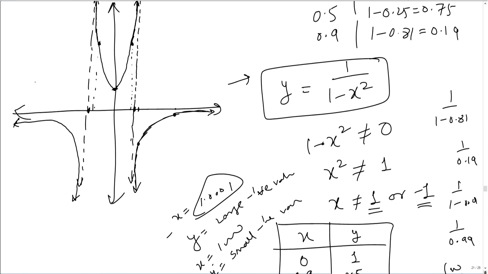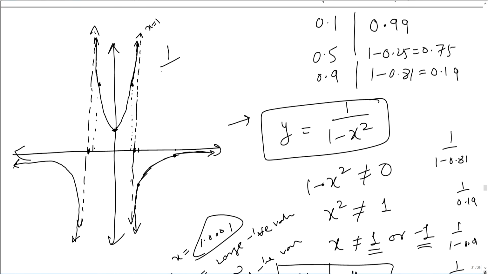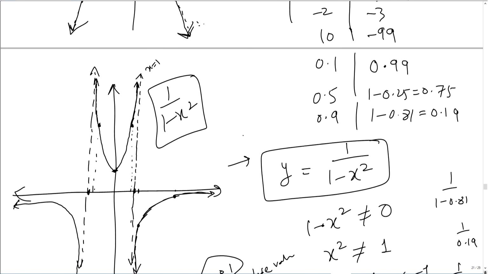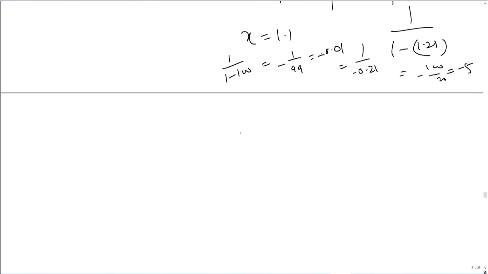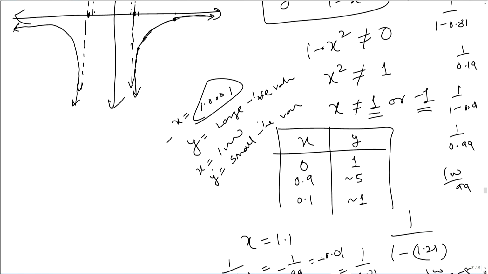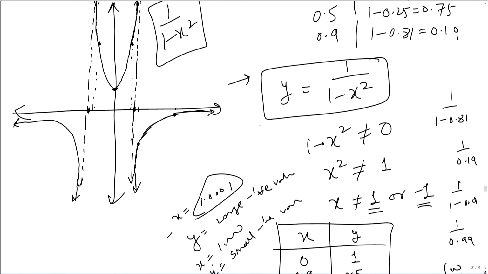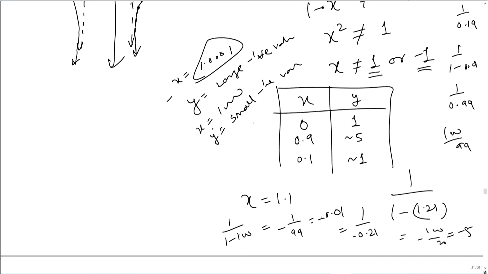Okay. So this is how the graph of the function 1 divided by 1 minus x squared looks. Now this graph is interestingly symmetric around the y-axis. Okay. All right. So this is the way you can draw the graph of very complex equations on the xy plane.